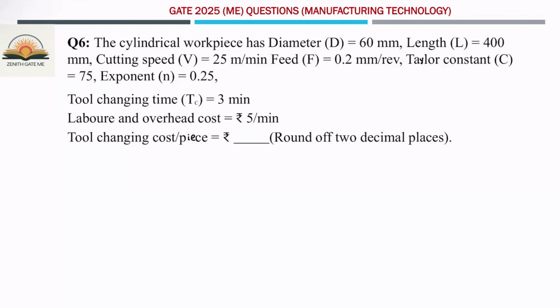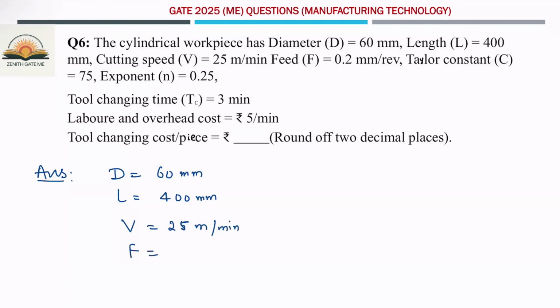Okay, so first of all, let me write down whatever data is given in this question. The cylindrical workpiece has a diameter of 60 mm. Length of workpiece is 400 mm. Cutting speed is 25 meter per minute. Okay, so the velocity is given as meter per minute. Feed value is given as 0.2 millimeter per revolution. Tool changing time is given as 3 minutes. And the labor and overhead cost is given as 5 rupees per minute. So you have to calculate tool changing cost per piece.